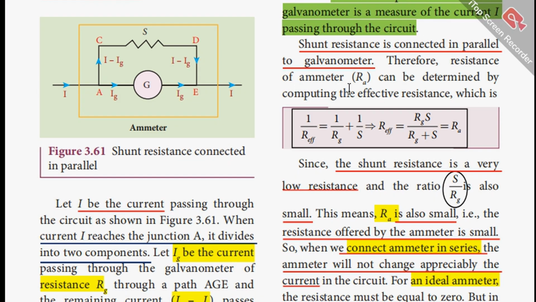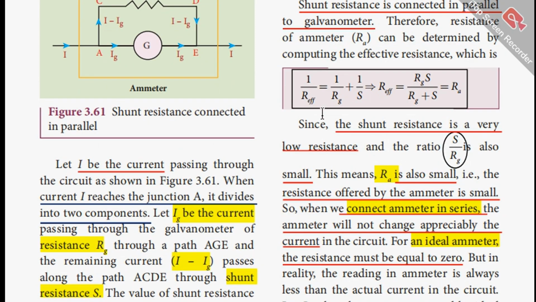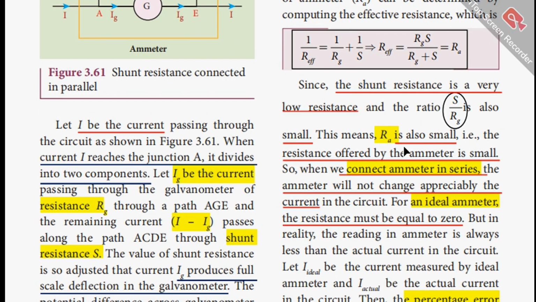Therefore, the resistance of the ammeter RA can be determined by computing the effective resistance, which is given by this expression: 1 by R effective equal to 1 by Rg plus 1 by S. Therefore, the effective resistance is given by Rg S by (Rg plus S), that is equal to RA. Since the shunt resistance is very low and the ratio S by Rg is also small, RA is also small, that is, the resistance offered by the ammeter is very small.